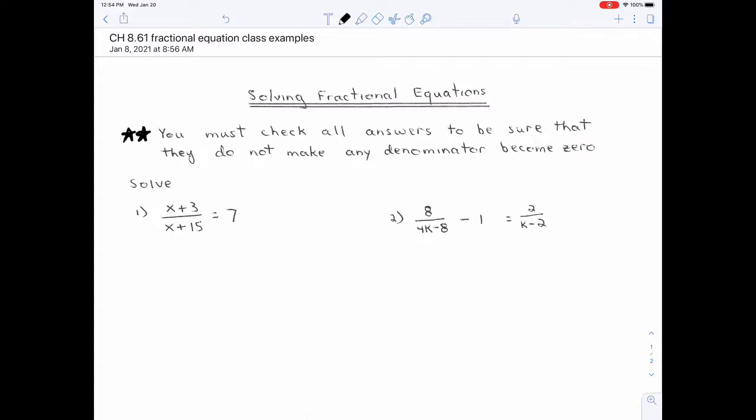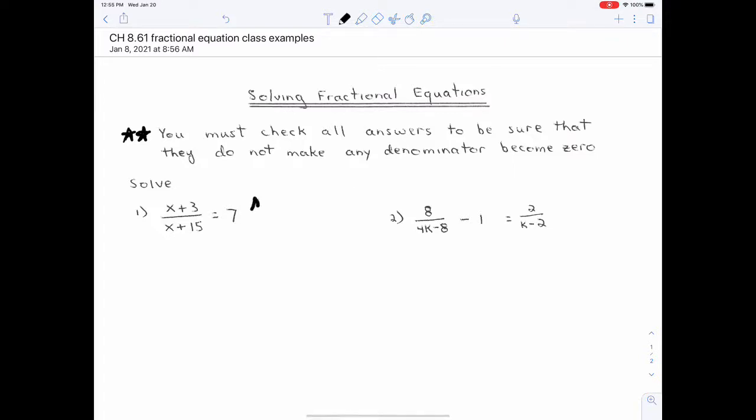If you do everything correct, you don't have to plug it in and make sure everything works. You're really just looking: does the denominator become zero? So the first thing you want to do is say what the denominator can't be. So let's do that first.